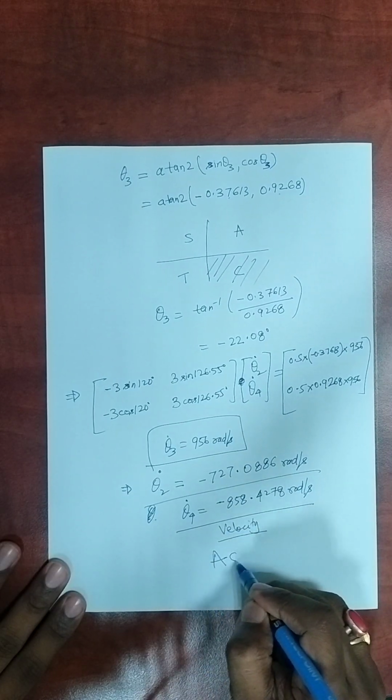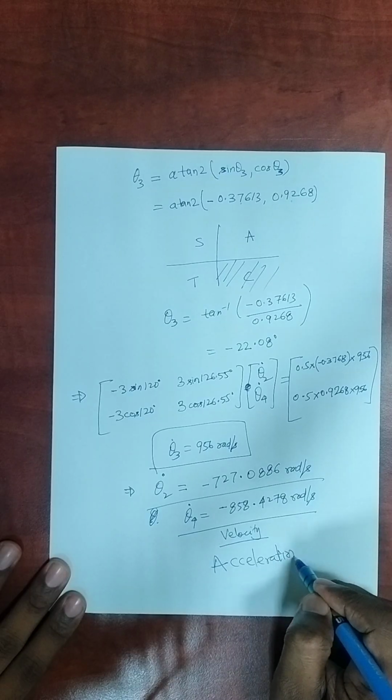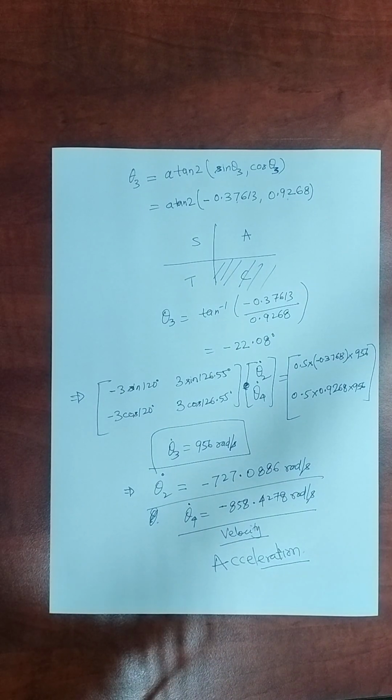Can you similarly find out the acceleration of link 2? You'll have to differentiate, take the time derivative of the velocity equation, and come up with the acceleration equations. Acceleration equations will have terms of theta 2 dot square and theta 3 double dot, and based on that you will be able to calculate theta 2 double dot and theta 4 double dot.